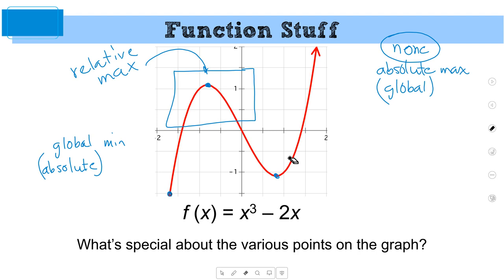Up to you. Okay, so if I have this as my chunk, anybody want to guess what that thing's called? Relative min.